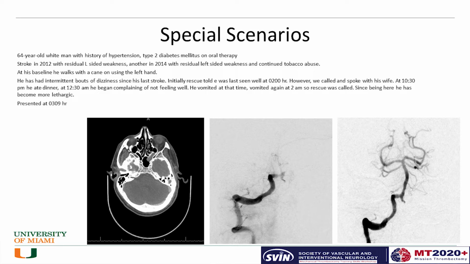So this case is a 64-year-old white man. He has a history of hypertension, type 2 diabetes, on oral therapy. He has had a previous stroke in 2012 with residual left-sided weakness, and then had another stroke in 2014. He continues to smoke. Classic, right? At his baseline, he walks with a cane. And he's had some intermittent bouts of dizziness, but didn't think much of it.